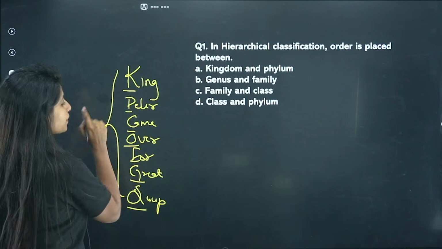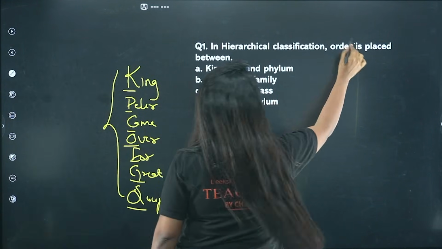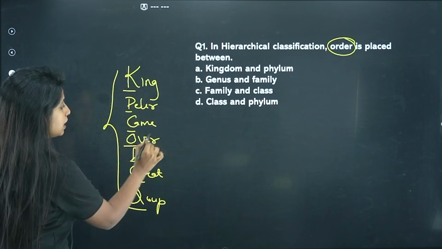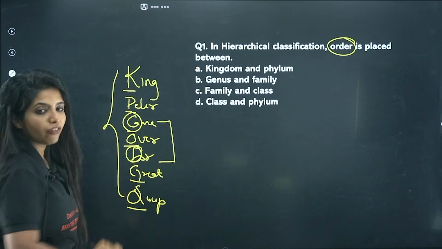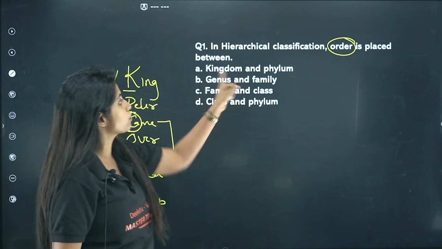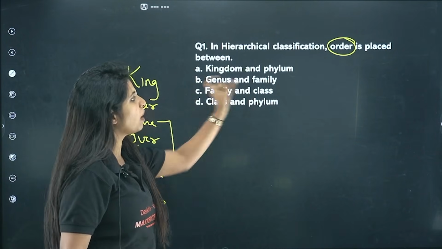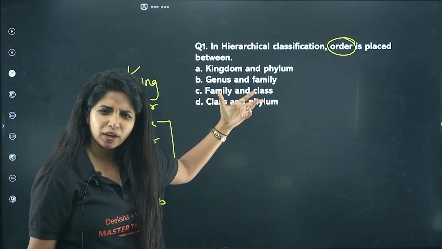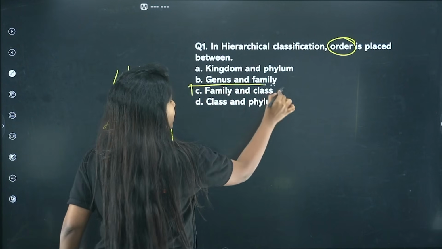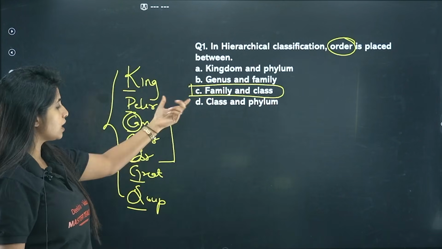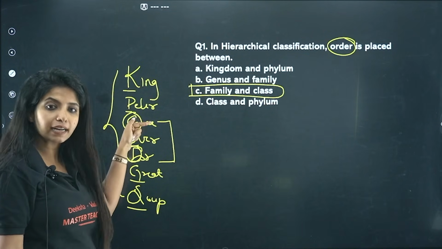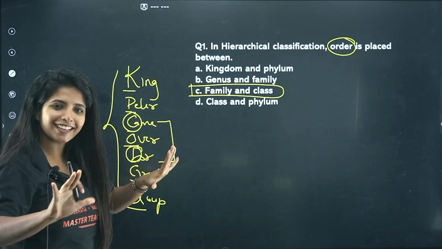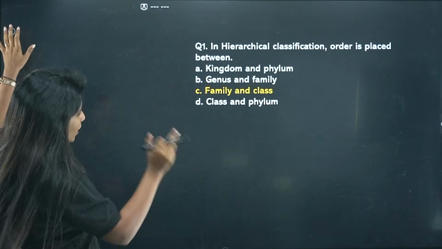Okay. Now, you are being asked, where is order placed? Order, if you see, is placed between class as well as family. Class and family. Do you have an option like class and family? No, I have family and class. Is it okay? Yes, it is okay. You do not have any other closer options. So family and class will be okay, even though it's in a different order. Fine, done, deal. That's all. Easy question.